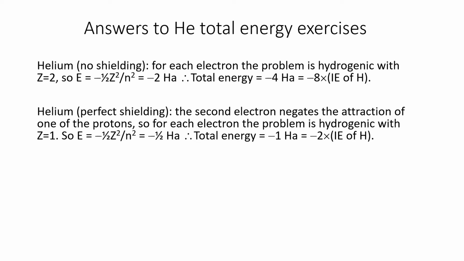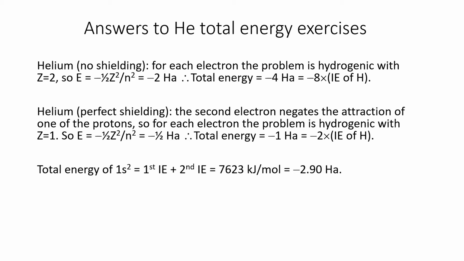So here we've got these two extremes, where there's no shielding whatsoever on one hand and there's perfect shielding on the other hand, and we get -1 and -4 as the answers in atomic units. And so in an ideal world, if the actual total energy of helium was very close to -1 or -4, then great. It means this really simple approach, one or the other, has worked. So let's see what the real energy is.